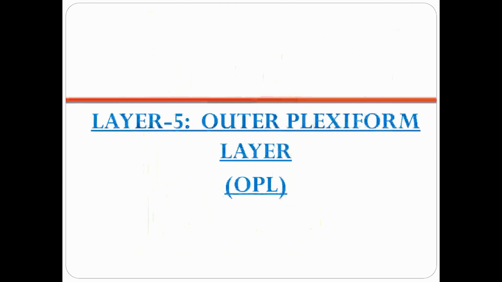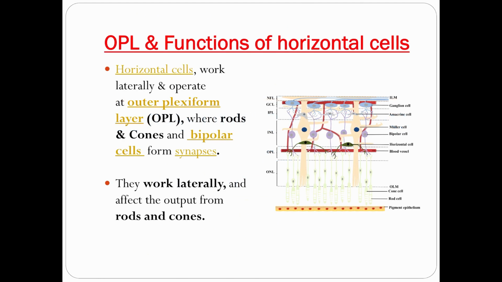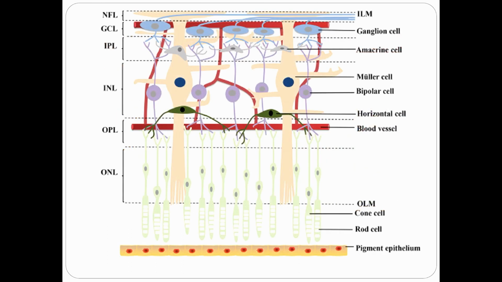Then comes a very important layer, the plexiform layer, the outer plexiform layer. What is it now? You see this: your rods and cones. The rods have their spherules coming here, and the cones have their pedicles coming here, and finally they will hand over their stimuli which they have already transduced into impulses.